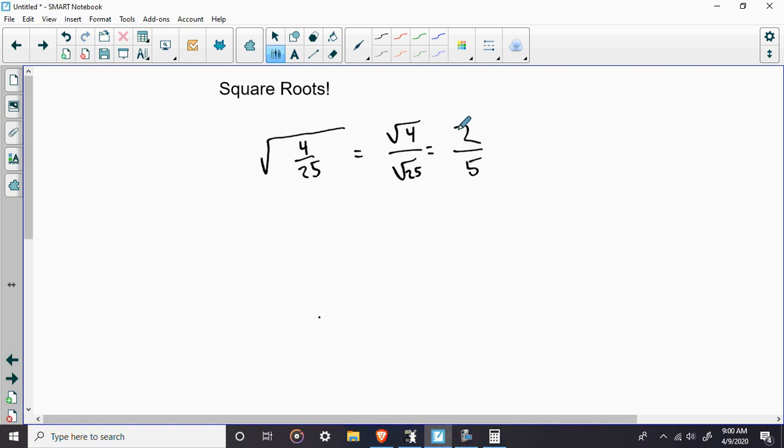Take the square root of 4. Even if you do it on the calculator, take the square root of the top, square root of the bottom. All right?